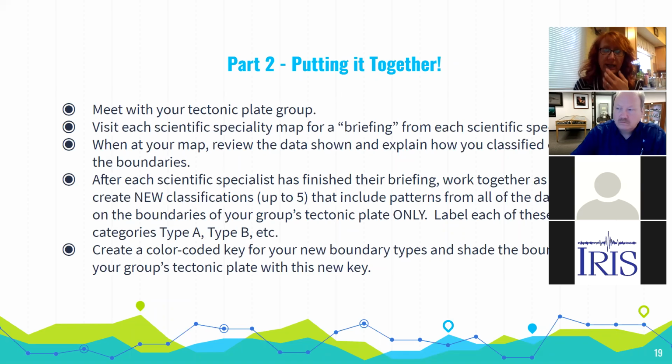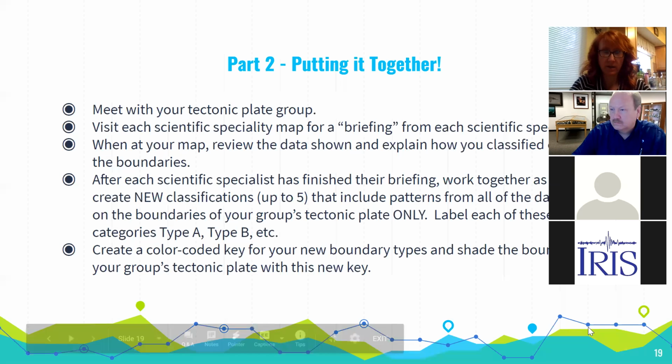So they go through that at each of the specialty maps, and then they're going to work on putting that data together into a new classification system. They're all going to share the classification system they came up with, and then combine what they did into a system that incorporates all of the data in the classification and create a new color-coded key to shade the new boundary classifications that they've determined.